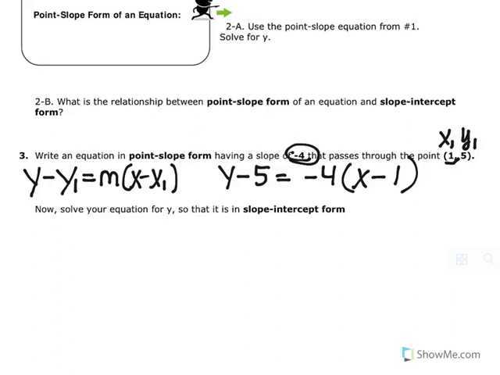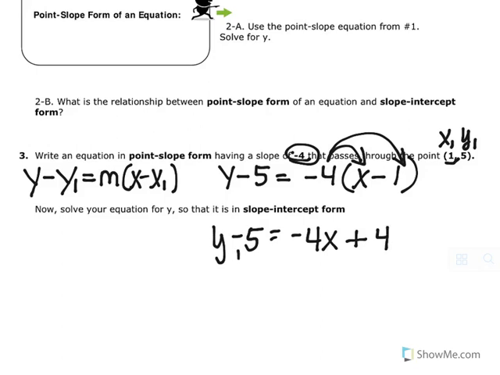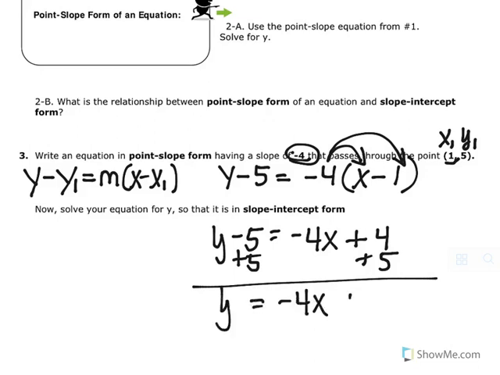Now it says you solve your equation for y so that it is in slope-intercept form. So we're going to go ahead and distribute the 4. So we have y minus 5 is equal to negative 4x, and negative 4 times negative 1 is positive 4. And now we're going to add 5 to both sides, and we get y equals negative 4x plus 9.